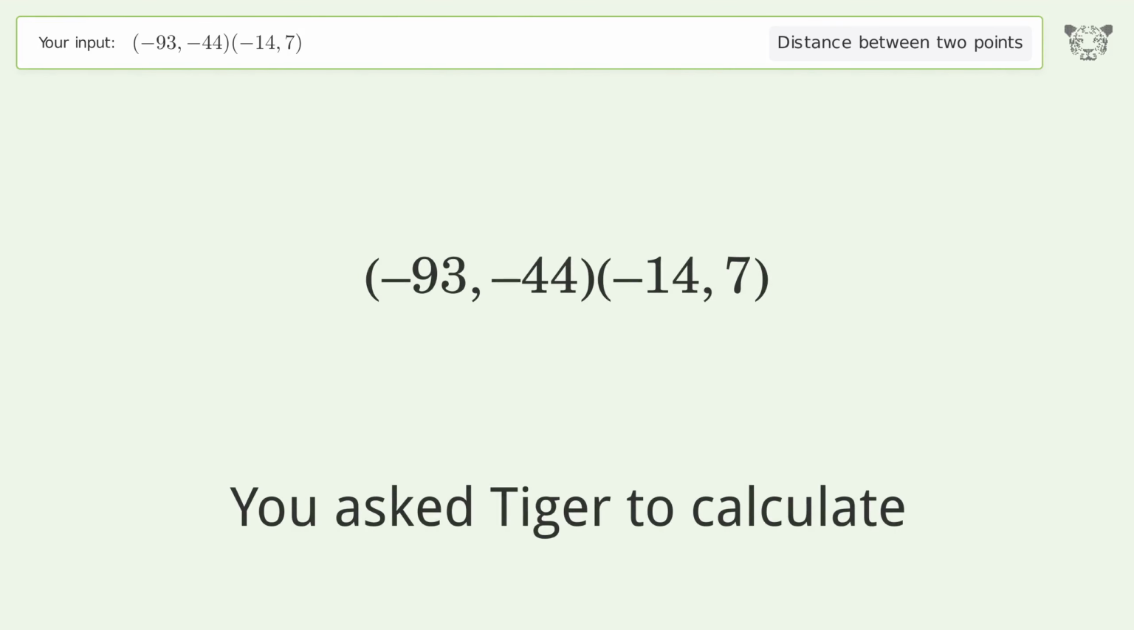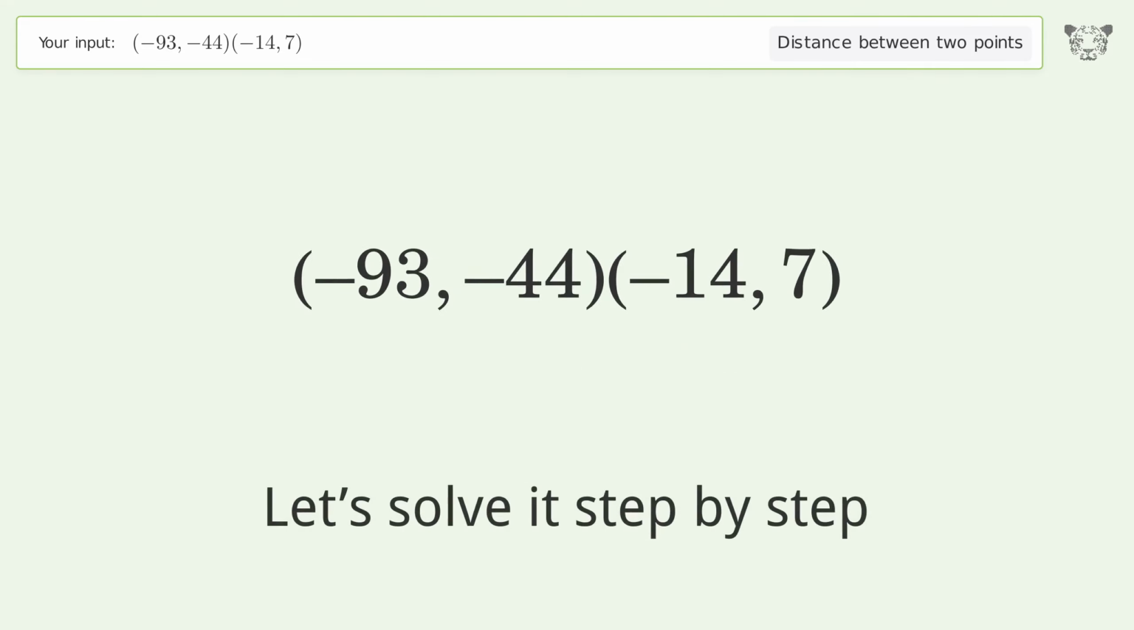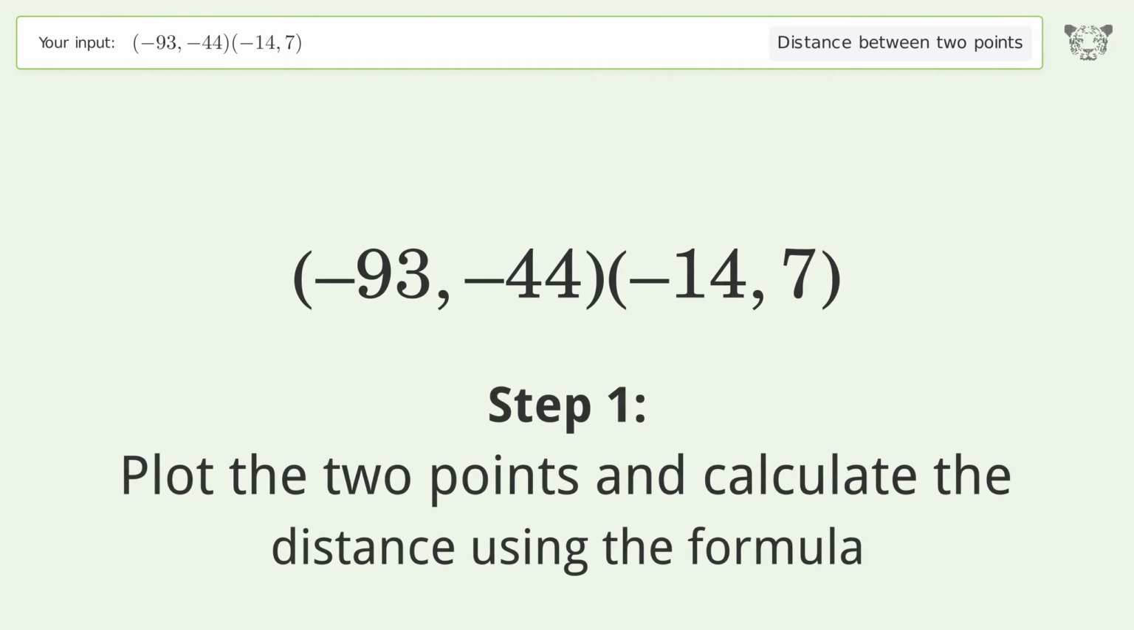You ask Tiger to calculate. This deals with the distance between 2 points. The distance between the 2 points is the square root of 8,842, or 94.032. Let's solve it step by step. Plot the 2 points and calculate the distance using the formula.